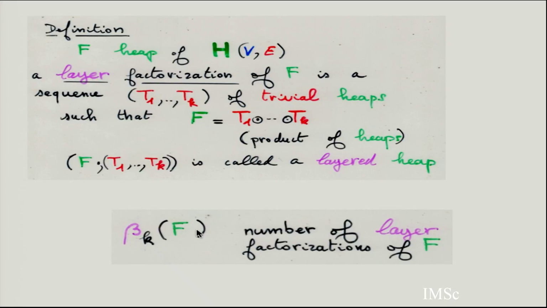So I will denote by beta k of F, for a heap F, the number of layer factorizations of F. For any heap, you have a certain number of ways to decompose your heap into layers. So the maximum number of layers is n, and the minimum you can find in the Cartier-Foata normal form.